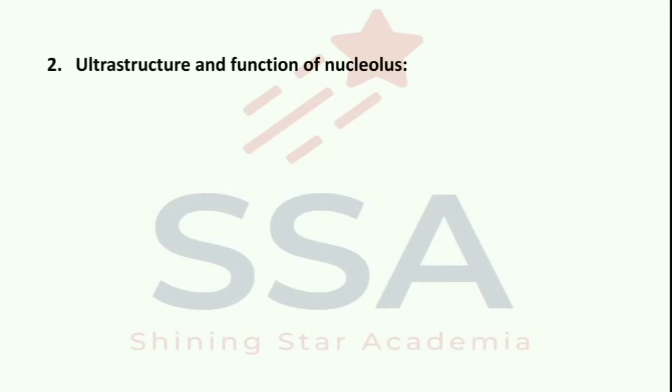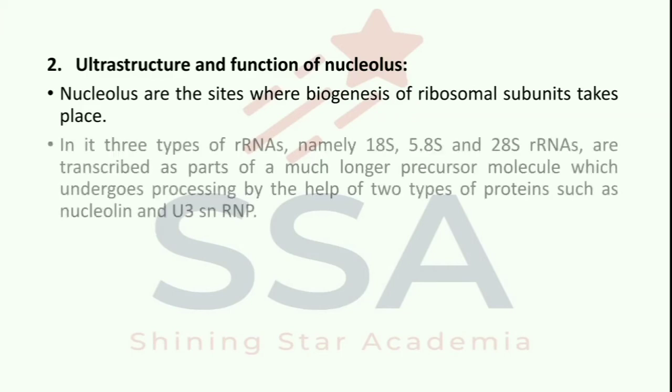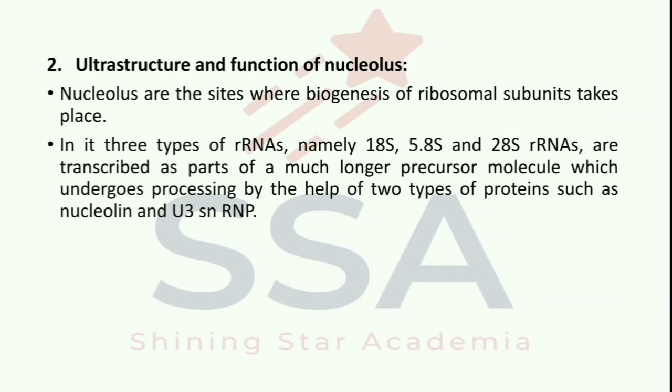Second is ultrastructure and function of nucleolus. Nucleoli are the sites where biogenesis of ribosomal subunits takes place. In it, 3 types of rRNAs, namely 18S, 5.8S and 28S rRNAs, are transcribed as parts of a much longer precursor molecule which undergoes processing or RNA splicing with the help of 2 types of proteins such as nucleolin and U3 snRNP. Now U3 is a 250 nucleotide containing RNA and snRNP represents small nuclear ribonucleoproteins.